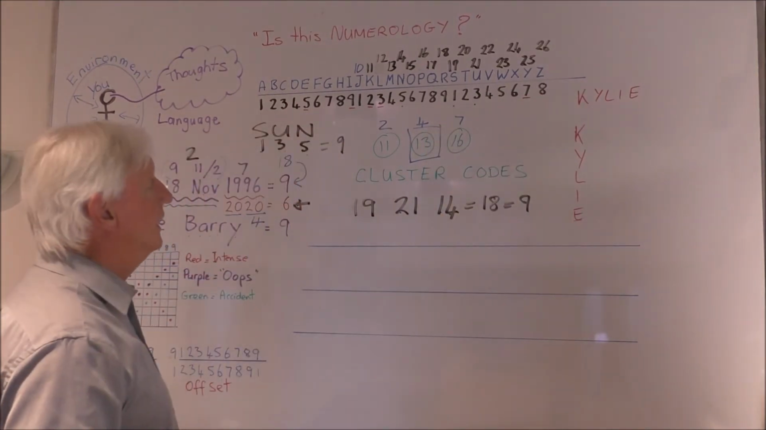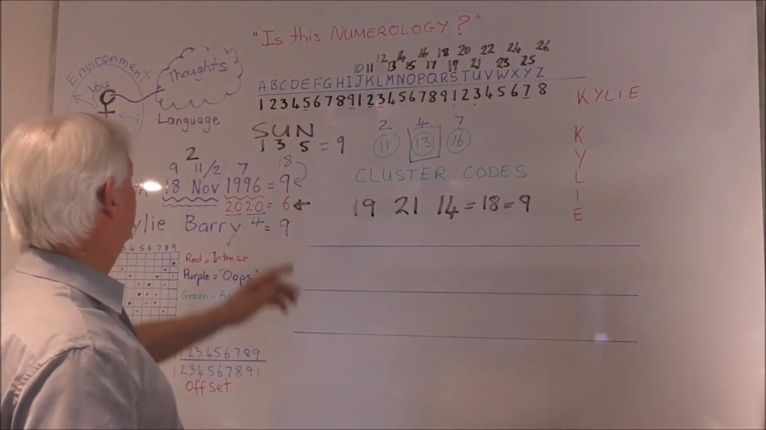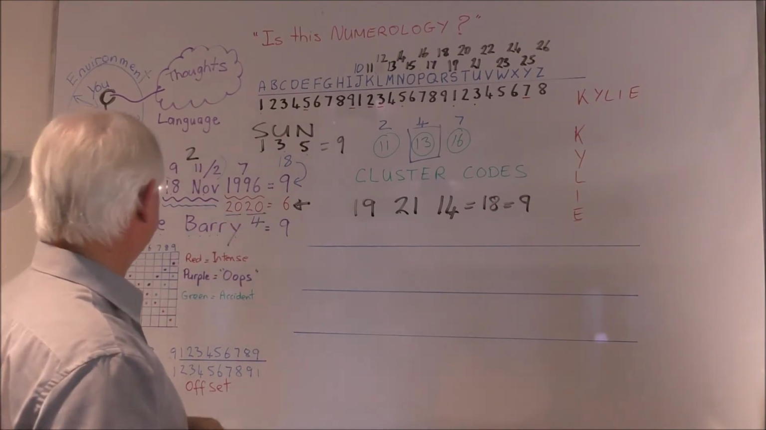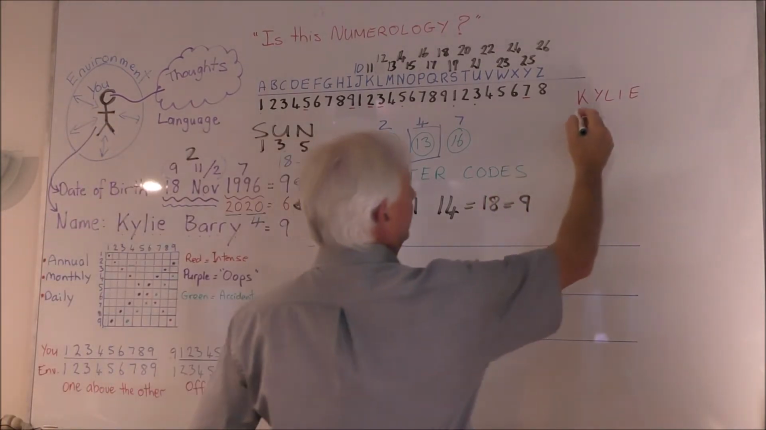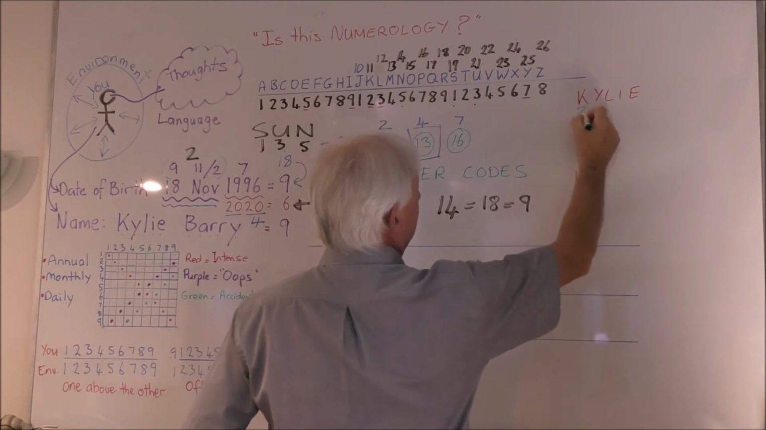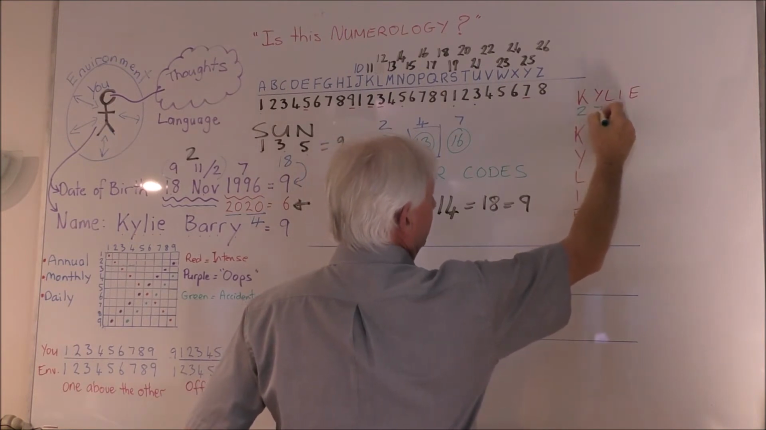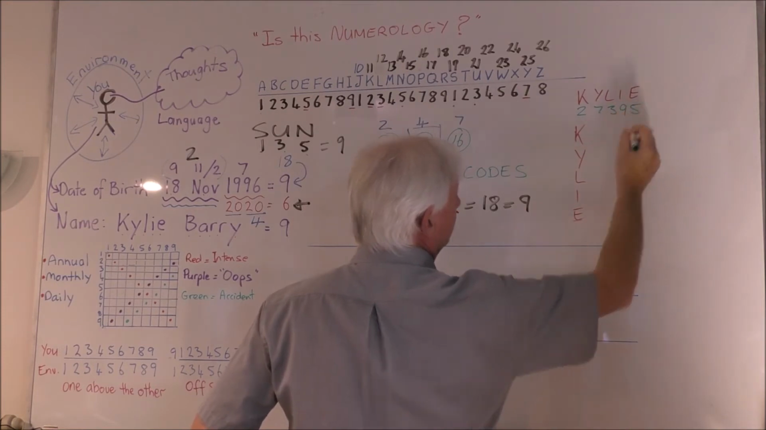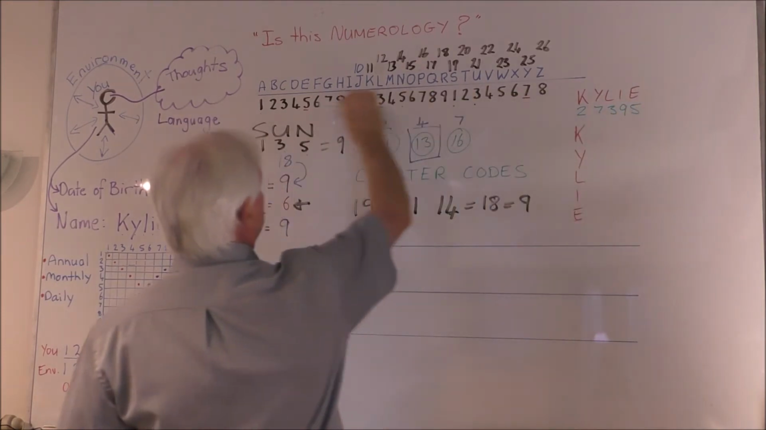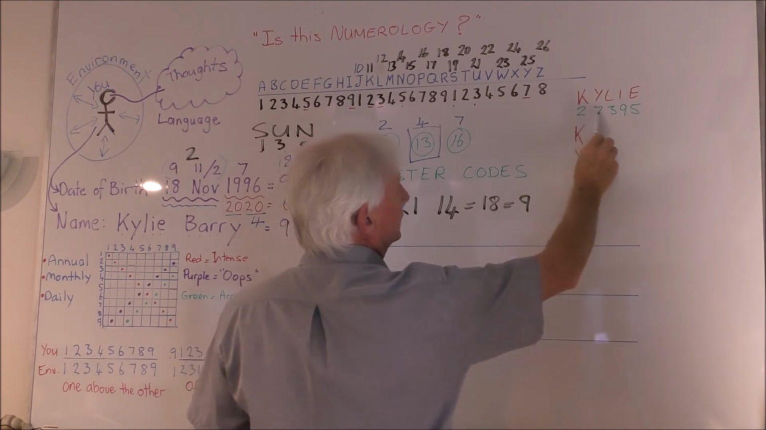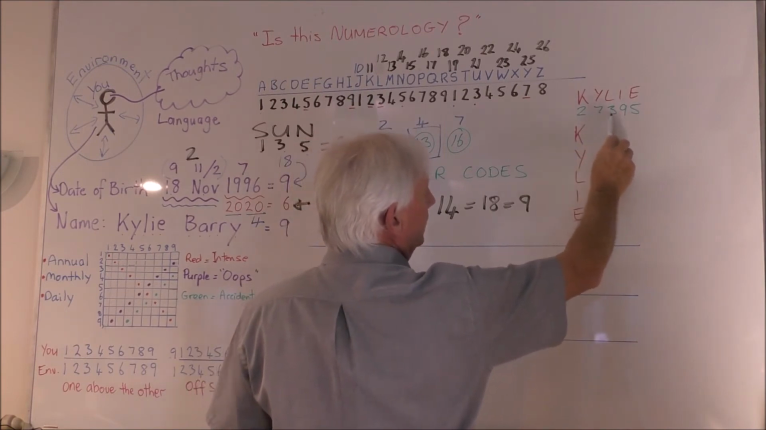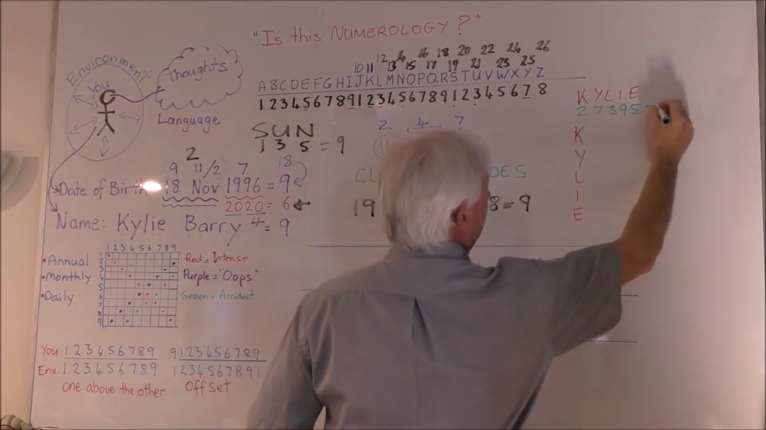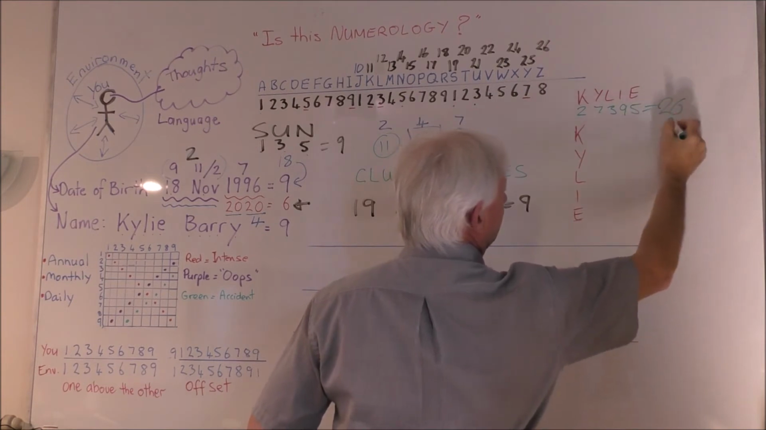Now if I look at the name Kylie, as I said I was going to do a moment ago here, I can go under there to K, which is a value of 2, the Y is 7, the L is 3, the I is 9, and the E is 5. That's by taking it from this bottom row. 2 and 7 is 9, 18, 21, 26 equals 26, which equals 8.